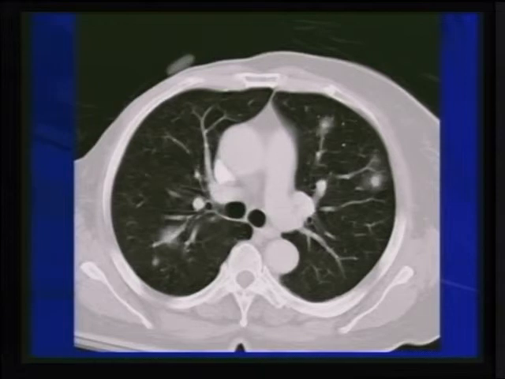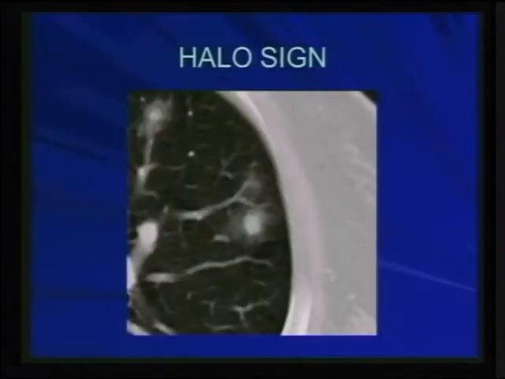And one thing that we described many years ago is the halo sign, and the halo sign is this area of haze around the nodule, whether it's a single nodule or multiple nodules. And there are multiple causes. Originally, we would describe this as mainly being part of invasive aspergillosis or patients with early infection and coagulative necrosis and hemorrhage surrounding the lesion that is highly suggestive of aspergillosis in the immunocompromised patient.